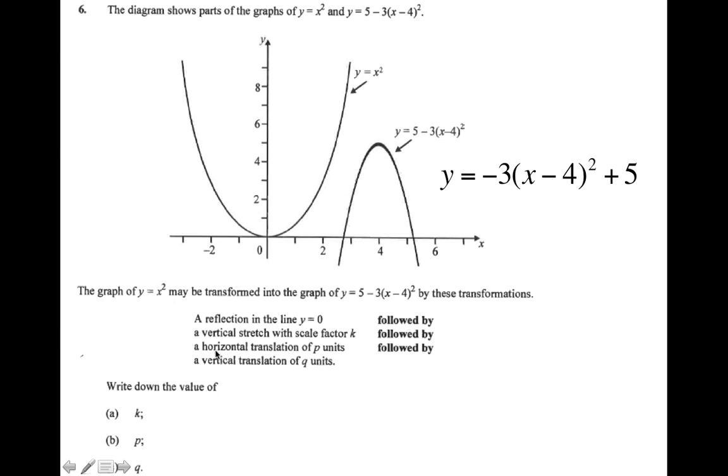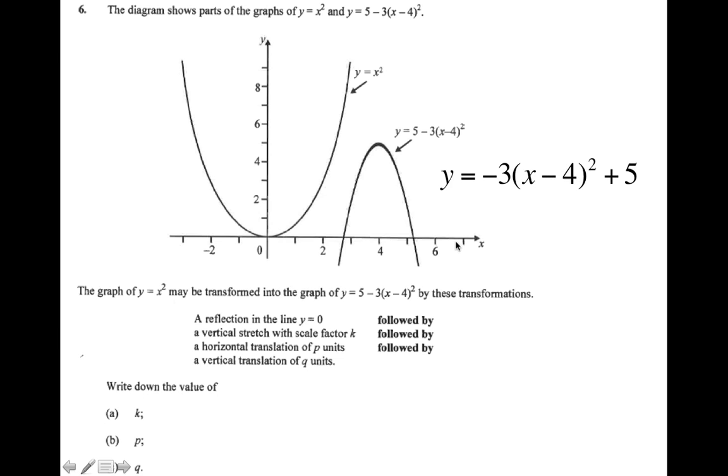Alright, next, a horizontal translation of p units. Horizontal means left, right, along the x-axis. So this flipped over, and then it moved over, and you're like, well, how many units? Well, that vertex went from there to there, 1, 2, 3, 4. The vertex moved over 4, and we can see that 4 right here.